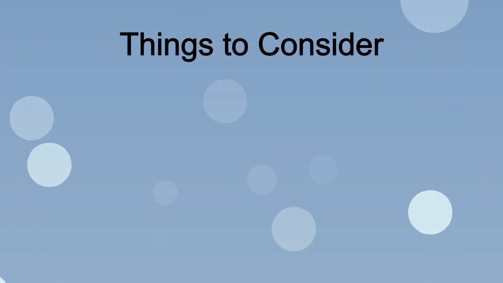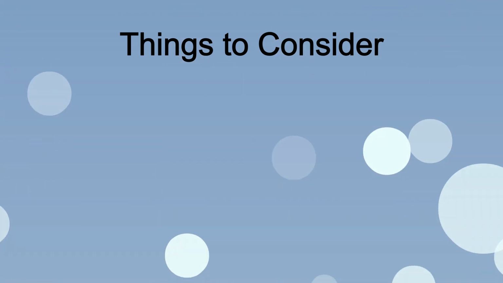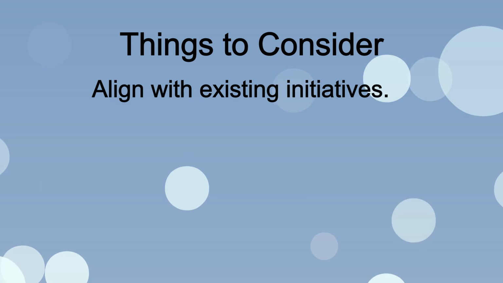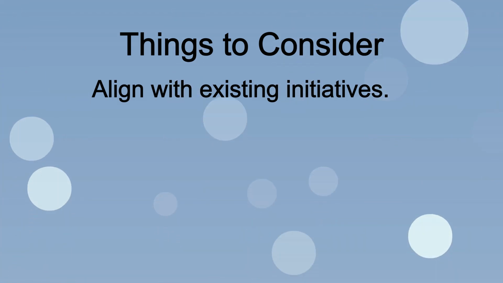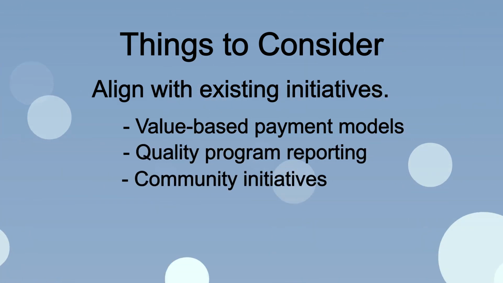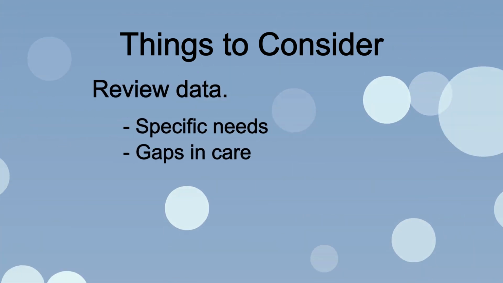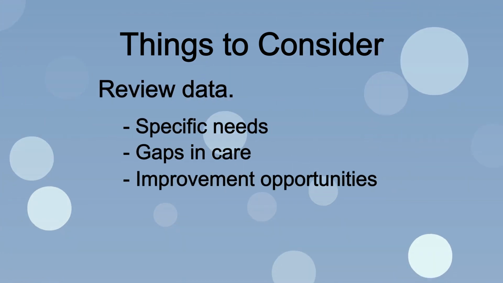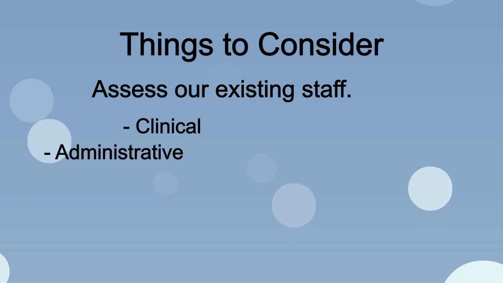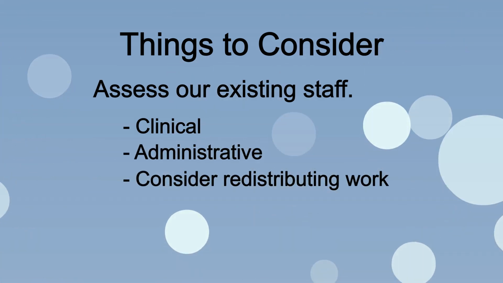When developing our goals for team-based care, there are some things to consider that may help provide direction, reduce burden, or help us gain efficiency. When possible, align with existing initiatives or requirements. This may be things like value-based payment models, quality program reporting, or community initiatives. Review data to identify specific needs, gaps in care, or improvement opportunities. Assess our existing staff composition, looking at both clinical staff and administrative staff. How might redistributing work make a difference?